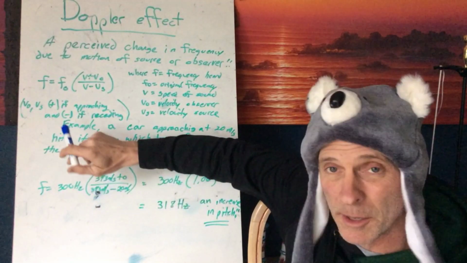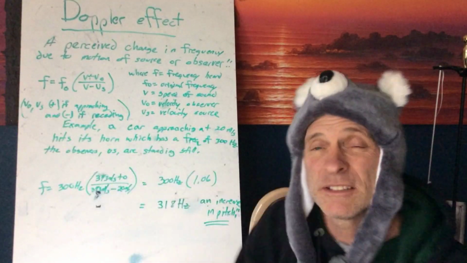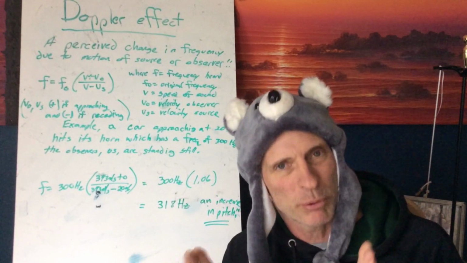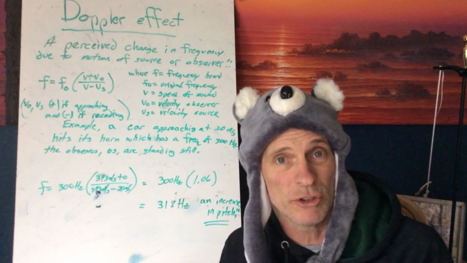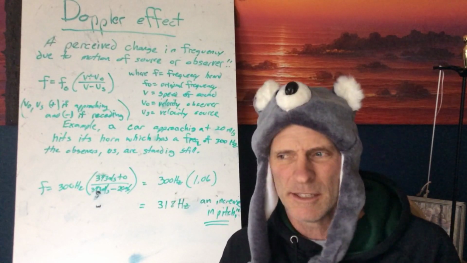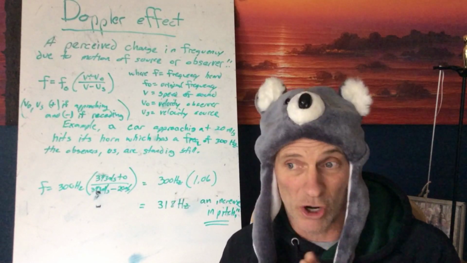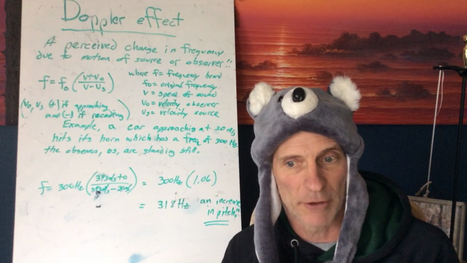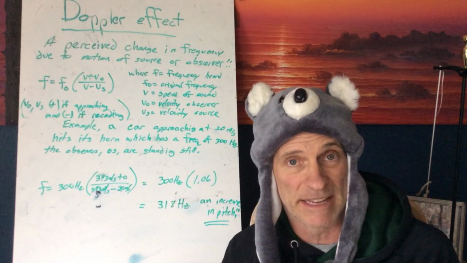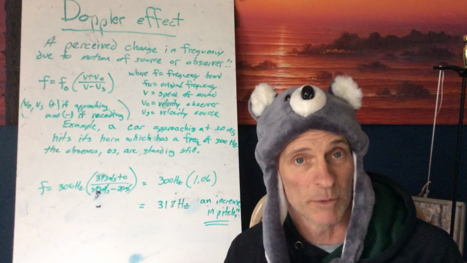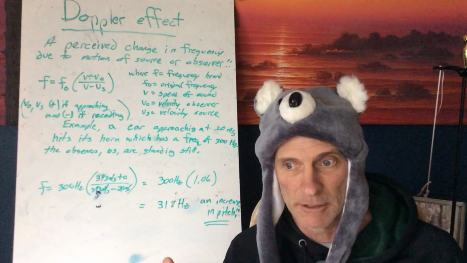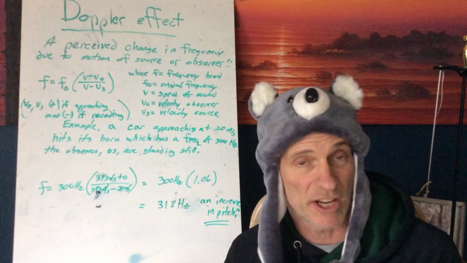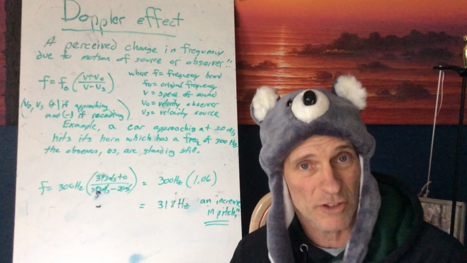So, an important note, both V sub O and V sub S are positive numbers if they're approaching. So if the source is approaching you, V sub S is a positive value. If you, the observer, are approaching the sound, like for example, you're getting closer to the sound of a freighter making a horn, or a horn from a car, or an ambulance. Let's say you're traveling in a car and you're coming up on an ambulance which is stationary.